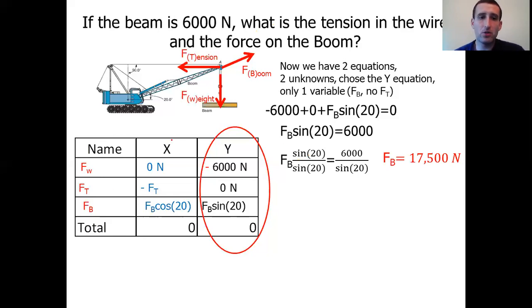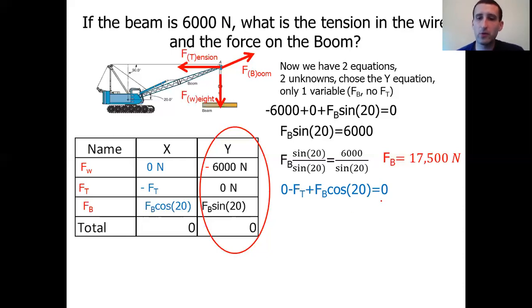And now we're ready to do the second part. Okay, now we're going to do x, and I just changed colors so that you can keep your two columns straight by doing it in different colors. So for the x, again, we just add all the values up and we get 0. 0 minus the force of tension plus the force of the boom times cosine of 20 equals 0. And we start plugging in, right? We have a value for the force of the boom. We don't really have two variables now. One of the variables is known.